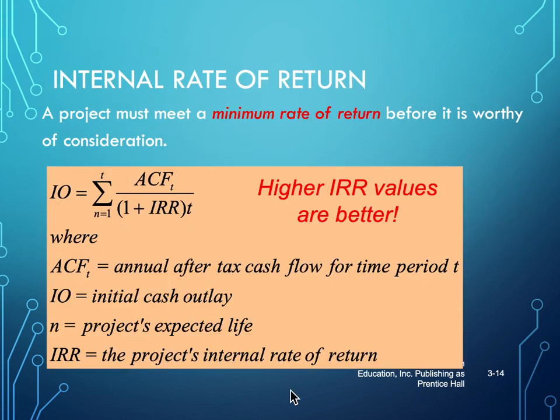Let's take a look at internal rate of return or minimum rate of return. Okay, you have the annual cash tax flow, initial cash outlay, project expect life, and the project's internal rate of return. Okay, so the higher the value there is better.